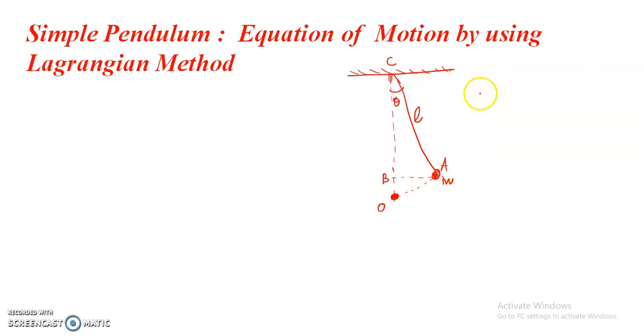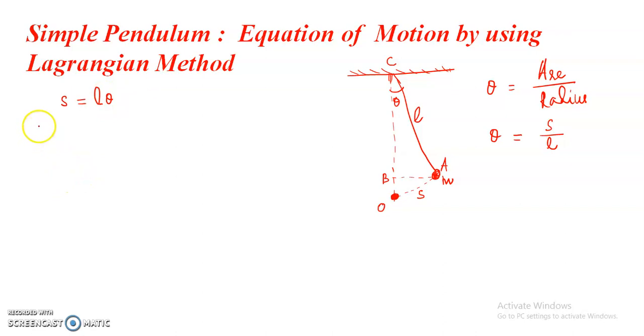We have the equation angular displacement theta equal to arc by radius. So here we can write theta equal to S by L, where we denote the arc as S and the radius as L. So the displacement of the bob, the arc S, is equal to L into theta.